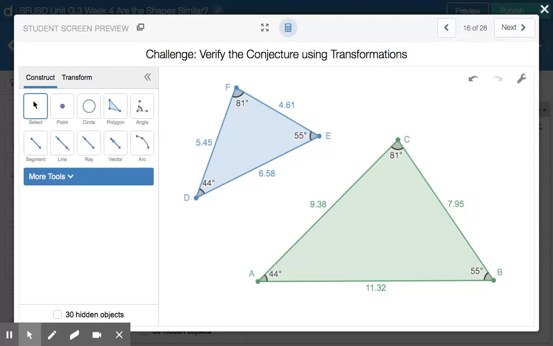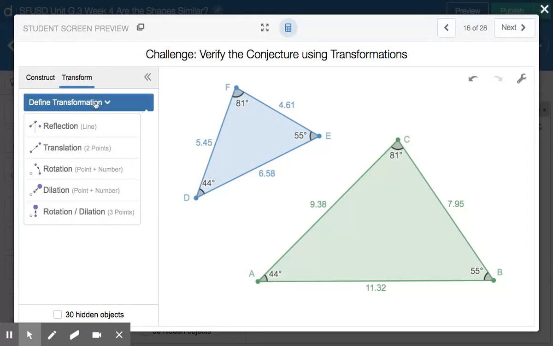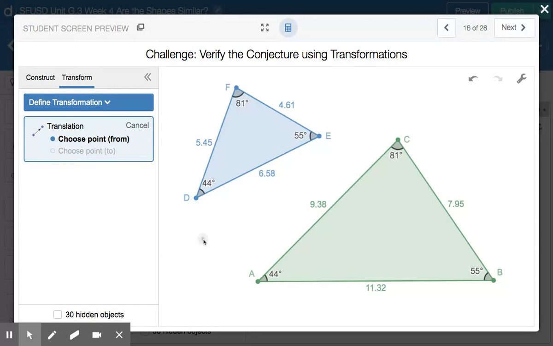I'm going to start with a translation, and I'm going to translate one vertex of triangle DEF onto the corresponding vertex of triangle ABC. And I'm going to pick vertex D. And I know that the corresponding vertex is A because these angle measures are the same. So I'll choose the transform tool. I'll pick translation. And I'm going to use the translation vector that takes D onto A.